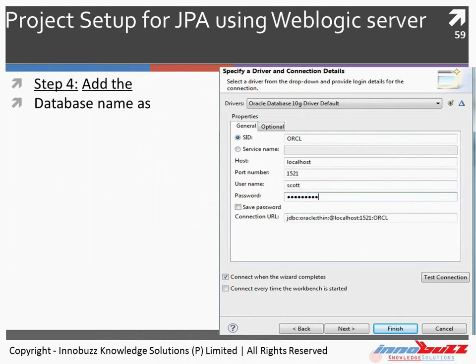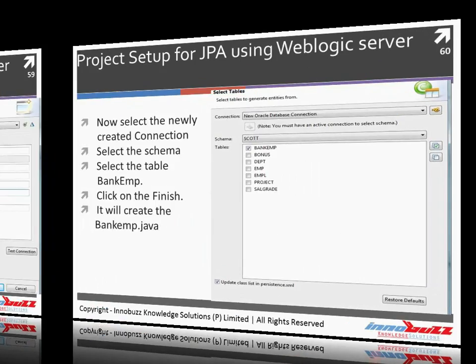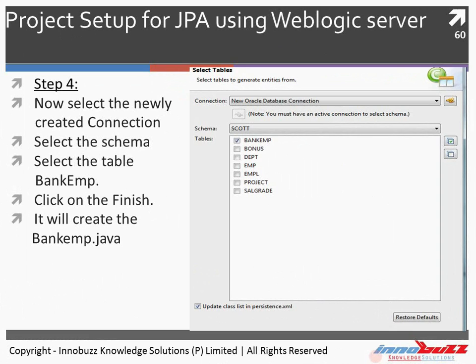Then add the database name. So once you select the Oracle database connection, it will give you the driver, and you can give all the details required to connect to your database. Once you enter all the details, like the host, username, password and port number, you can test the connection. After which you can select the newly created connection.